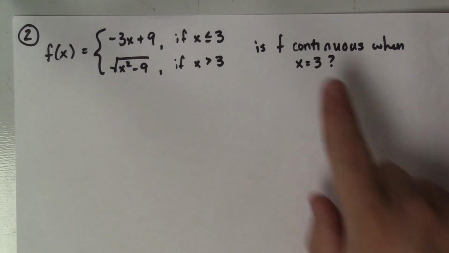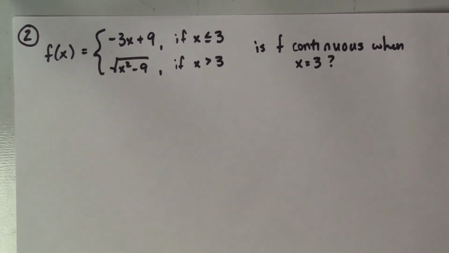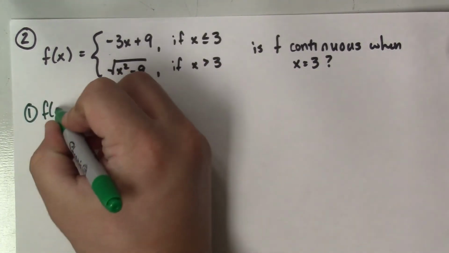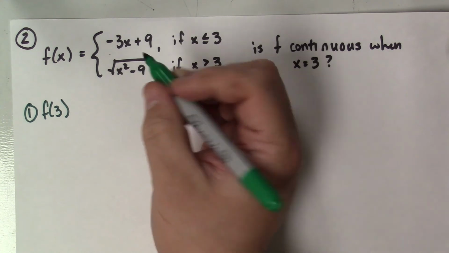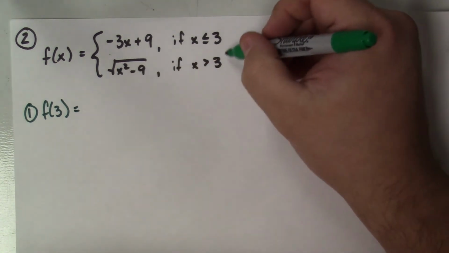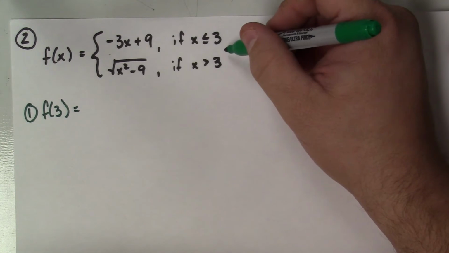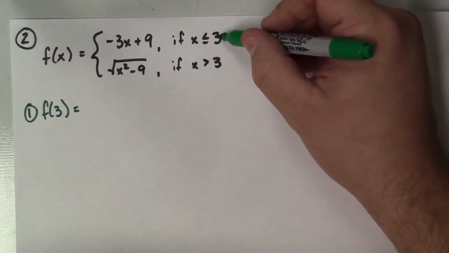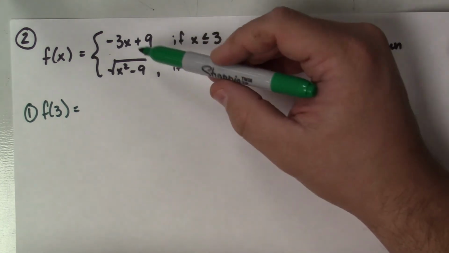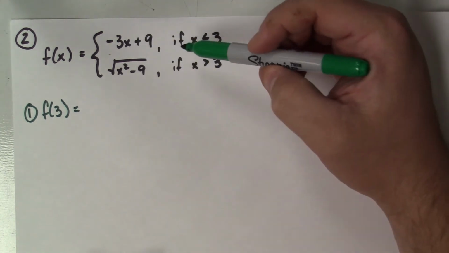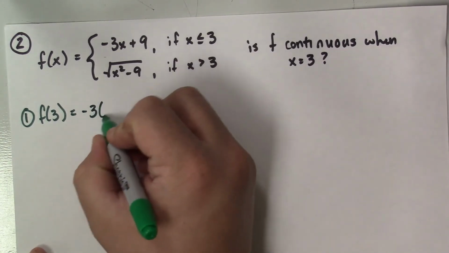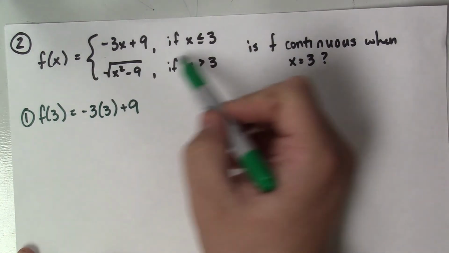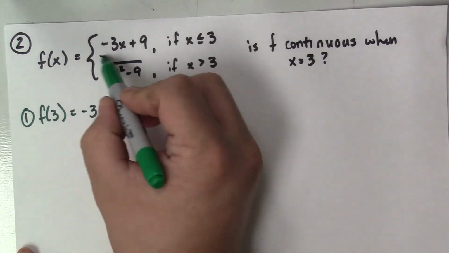So my key thing is, is f continuous at 3? So checkbox 1. f of 3 has to be defined. Well, in the last one I had x equals 3 here, and I don't here. So what I'm going to do is look for where the equal sign is. This is strictly greater than 3. This is less than or equal to 3. So I'm going to follow this rule. So f of 3 is negative 3 times 3 plus 9. I just substituted 3 into the function rule here.